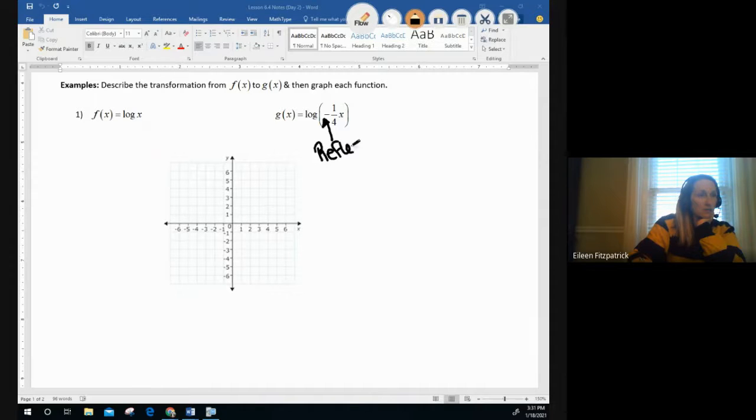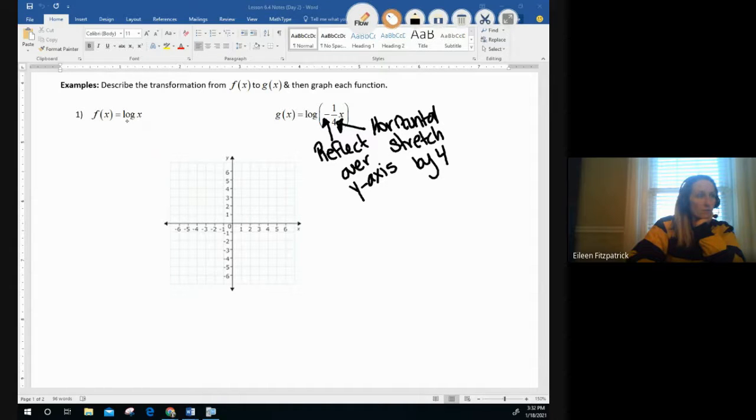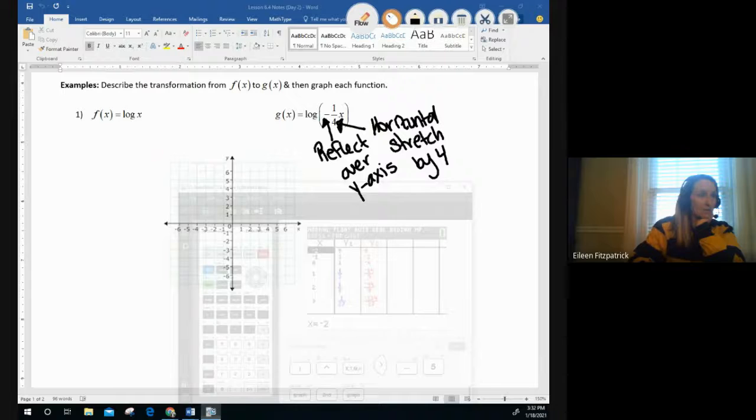Reflect over the y-axis. And then the 1/4 inside the parentheses with the x means there's a horizontal stretch by 4. Okay. Now, in order to graph, I'm going to first graph the parent function and then perform the transformation. You can graph both of them on the calculator and then just grab the table of values.